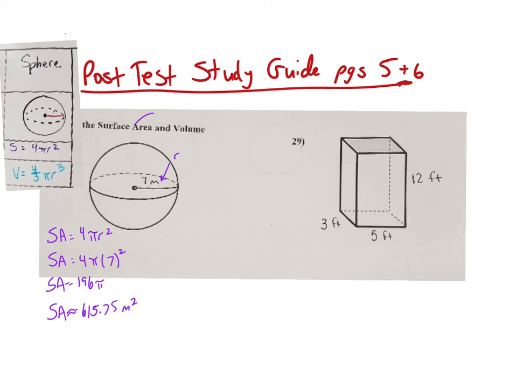Remember, surface area is kind of like wrapping paper. It's how much it covers on the outside, right? So if you were going to wrap it, how much paper would you need to cover the area on the outside? Volume is the stuff on the inside. So volume is how much space it fills up. So that's how much it fills.